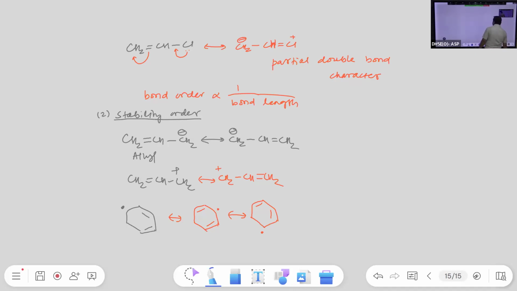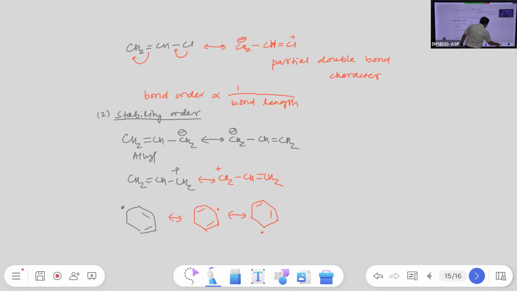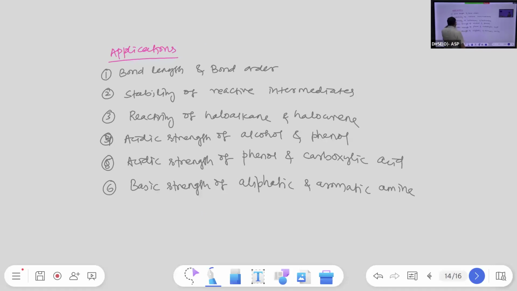Next. The remaining points we'll discuss under the class 12 curriculum. First, reactivity of haloalkane and haloarene, we'll discuss in the haloalkane and haloarene chapter. Acid strength of alcohol and phenol chapter, and carboxylic acid, aliphatic and aromatic amines. Note these down; we'll discuss under those chapters.